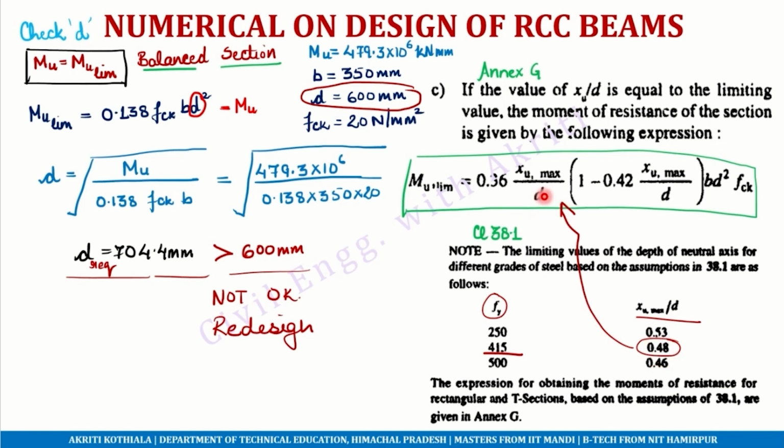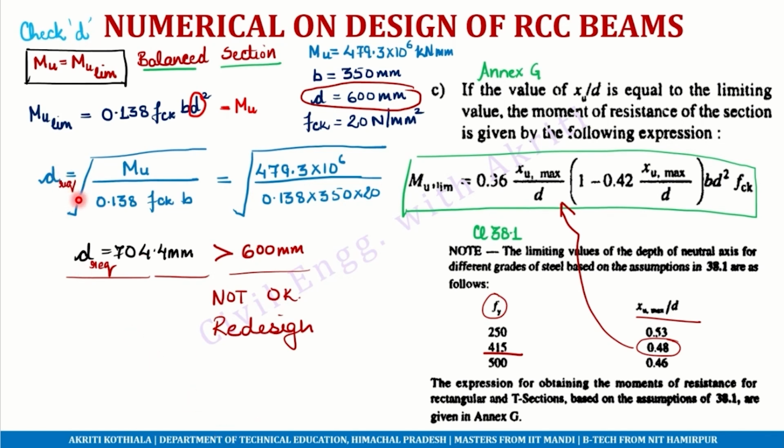So we substitute this value here and we get a short formula, that is 0.138 FCK BD square. Now from this, we know that Mu limiting is equal to Mu, and Mu we've calculated in the previous slide to be equal to 479.3 into 10 to the power 6 kilonewton millimeters. So what we can do is check this value for D and calculate the value of D required as per the given load acting on the beam.